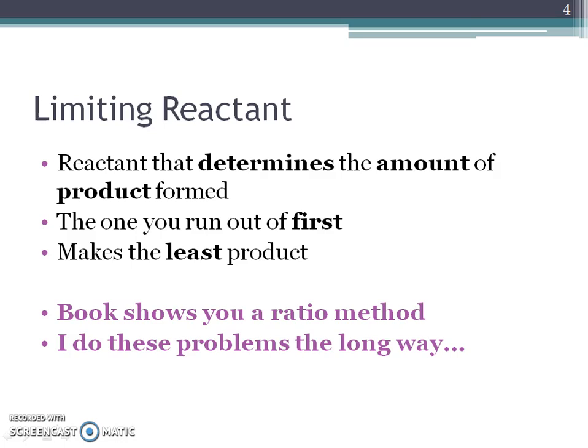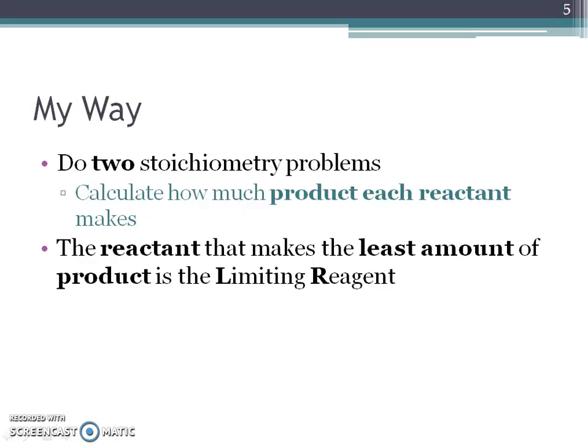because of that reactant. The book shows you a ratio method, which is fine and dandy if that's how you like to do it. In my mind, the ratio method makes me think harder. In my way, I like to do the problems the long way. In other words, I just do 2 stoichiometry problems. I start with my reactant, get to moles of those reactants, then use the mole ratio to get to the moles of whatever product I want, compare those 2 mole numbers, those 2 mole values, and then finish the problem. So the one that gives us the least amount of moles is our limiting reactant.